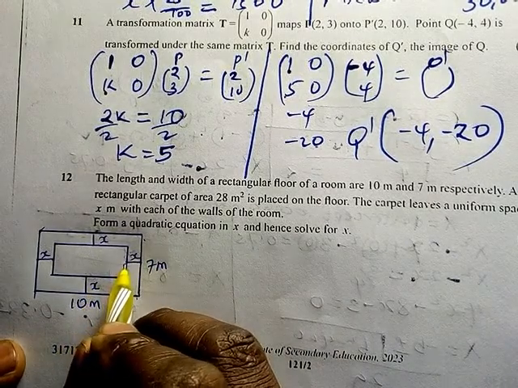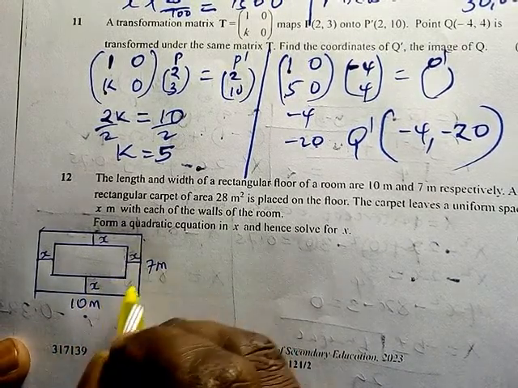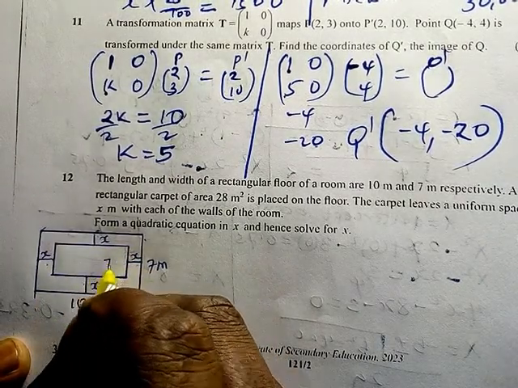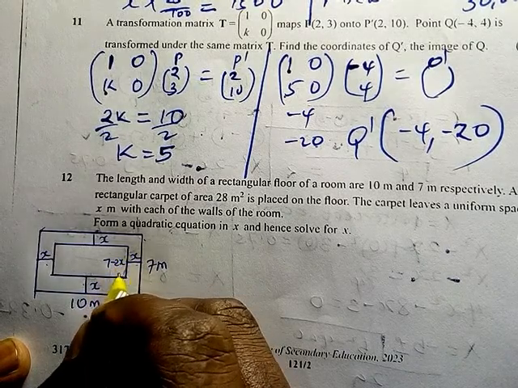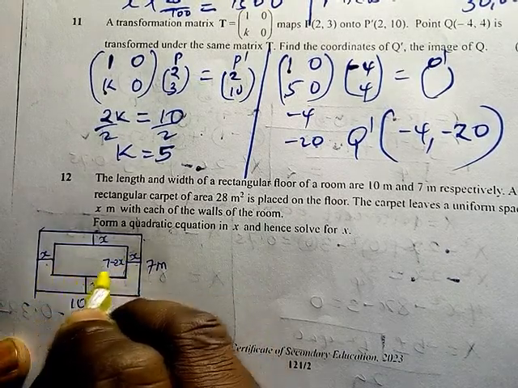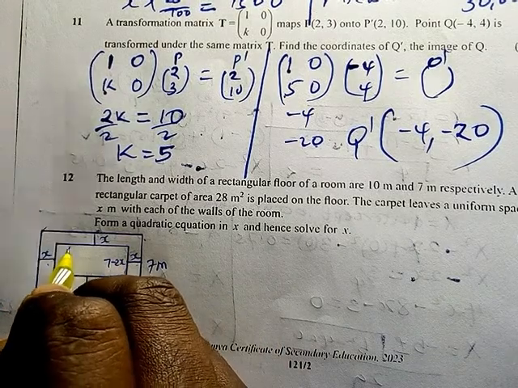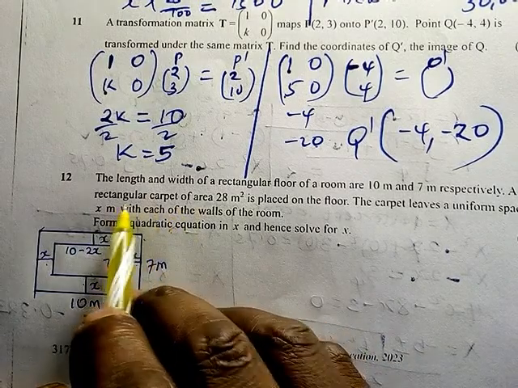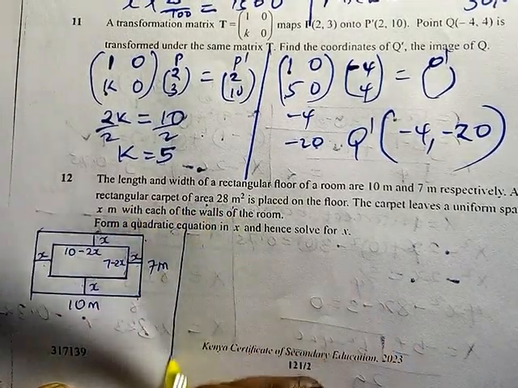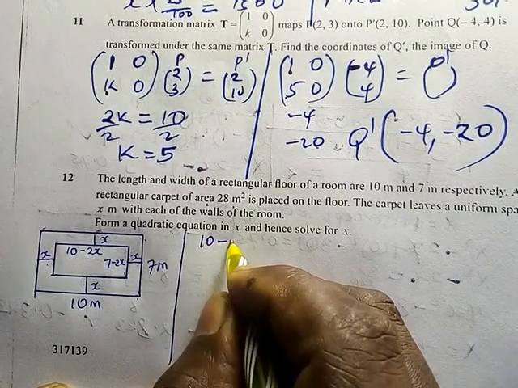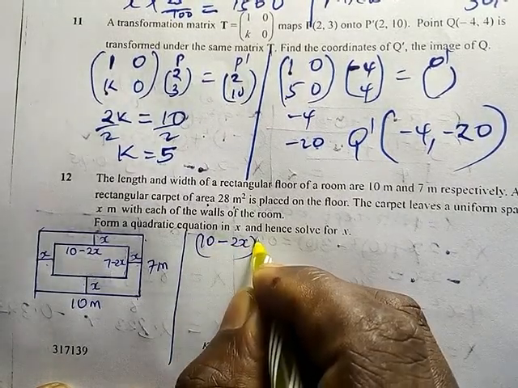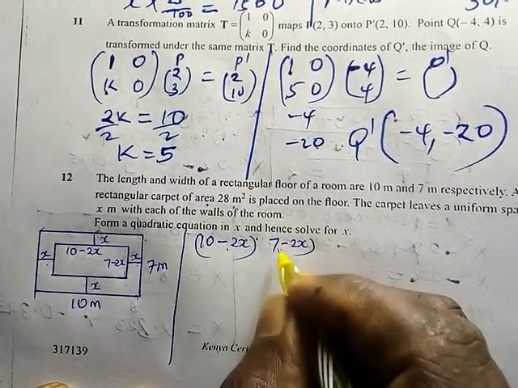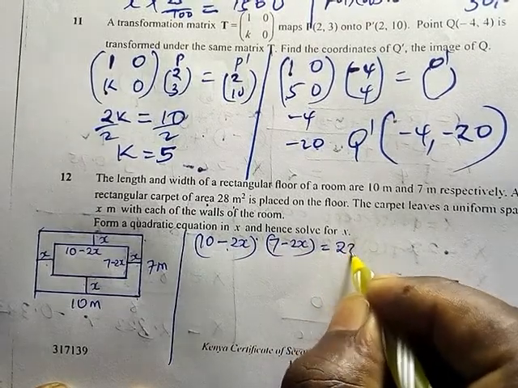So to get what is inside, the width is going to be 7 minus 2x, that is the width of the carpet. The length of the carpet is going to be 10 minus 2x. But we have been told the area of the carpet is 28. Therefore, it means that 10 minus 2x, because it's the length, times 7 minus 2x, the answer is going to be 28.